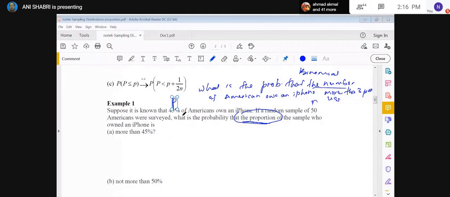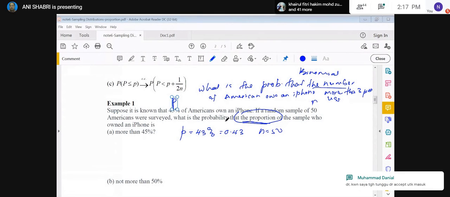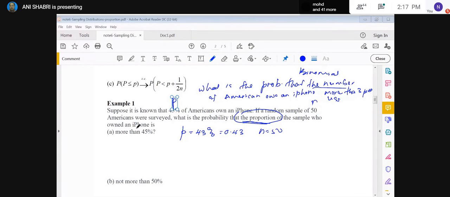Okay, look at number A. We take the information for this one. P is equal to 43%, it is equal to 0.43, and the sample size n is 50. The question is what is the probability that the proportion of the sample who own an iPhone is more than 45%. We want to find this one, p hat. The proportion, the symbol is p hat. p hat more than 45 is 0.45.